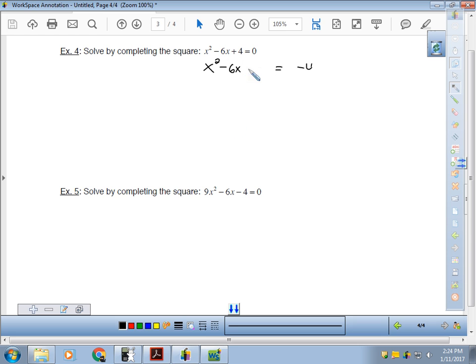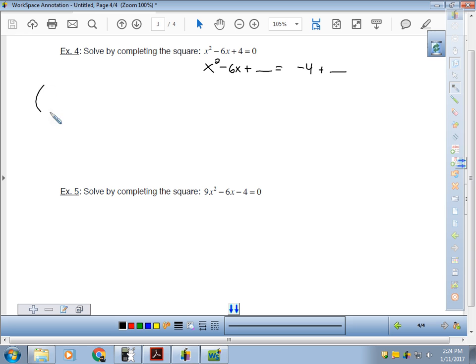Now once I do this, I'm going to put plus blank on both sides. I'm doing it on both sides to maintain the equality, to make sure the equation still is equal. But why I have to put it here on the left side is so that I can create my perfect square trinomial. So let's see what needs to go in this blank so that we create our perfect square trinomial. So let's complete the square.